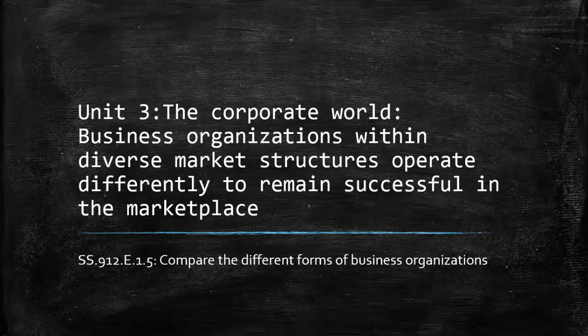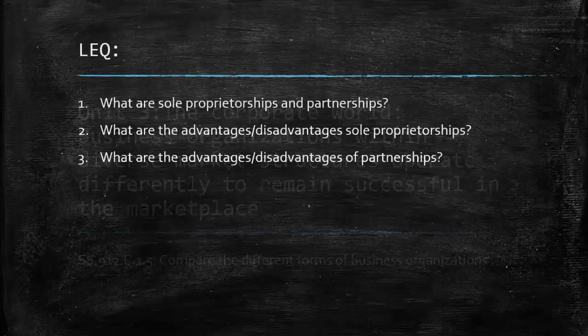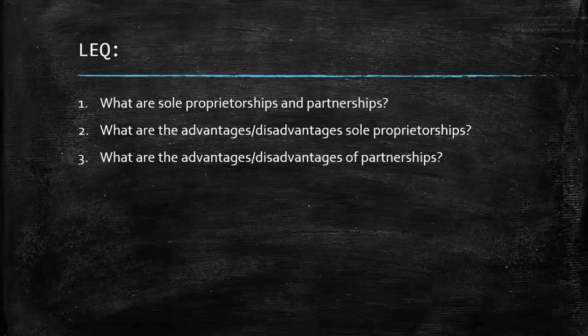I think you guys will enjoy this unit. It's not as difficult as Unit 2 was because there is no graphing, there's less math involved, but there is quite a bit of vocabulary, so be sure to take thorough notes. Let's get into it. The first 2 business structures that we are covering are called sole proprietorships and partnerships, and we need to learn the advantages and disadvantages of them.